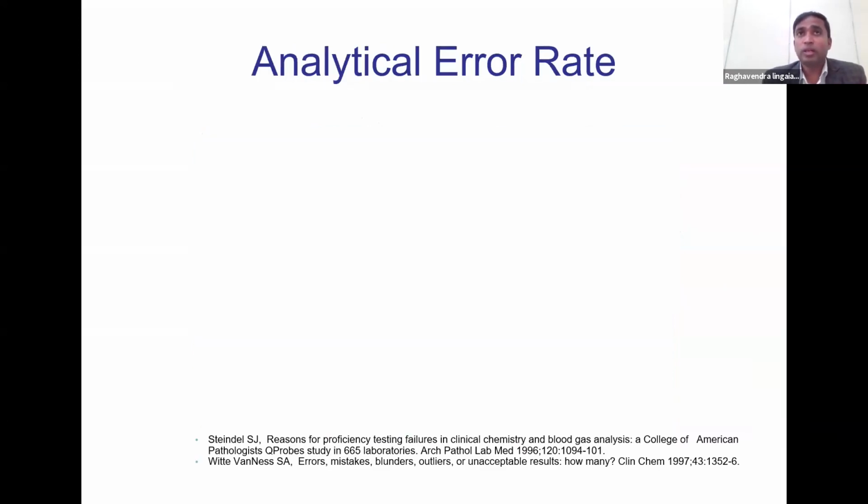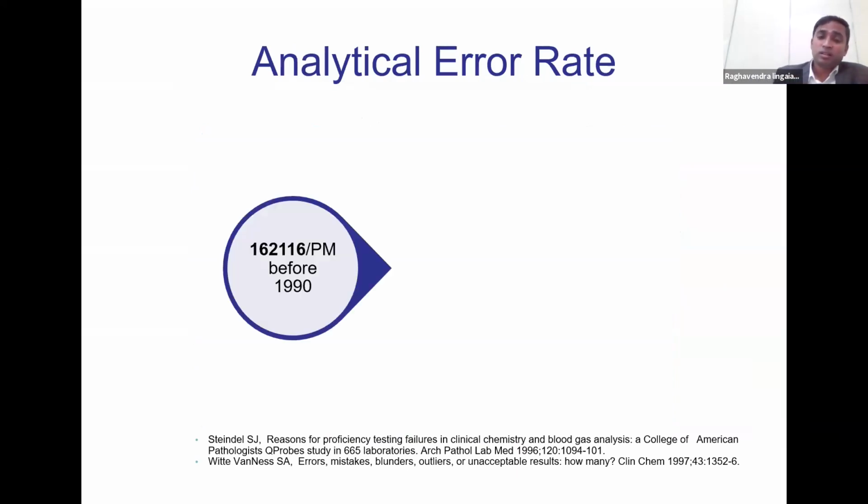I will briefly tell you about the analytical error rate. When I say analytical error rate, it is the error when we are analyzing the sample or any analyte, for example, creatinine or glucose.